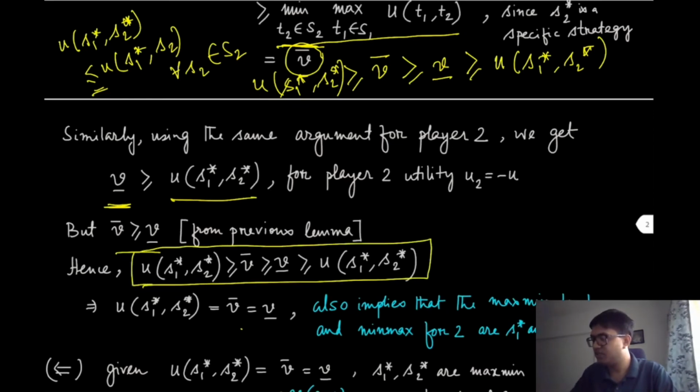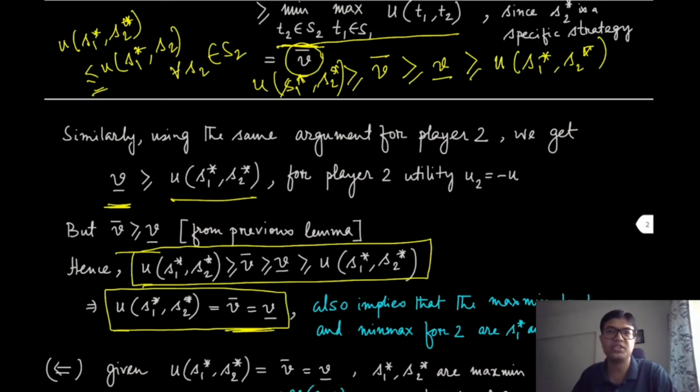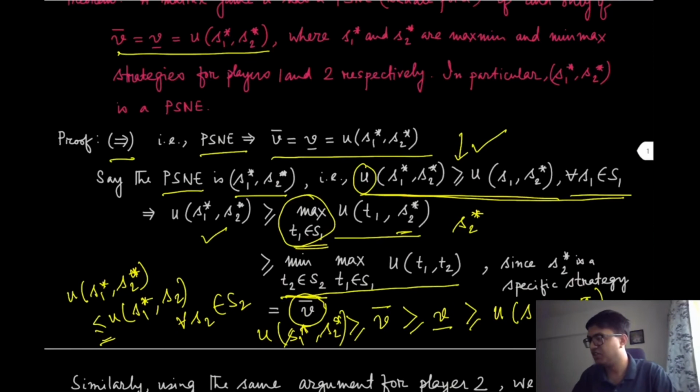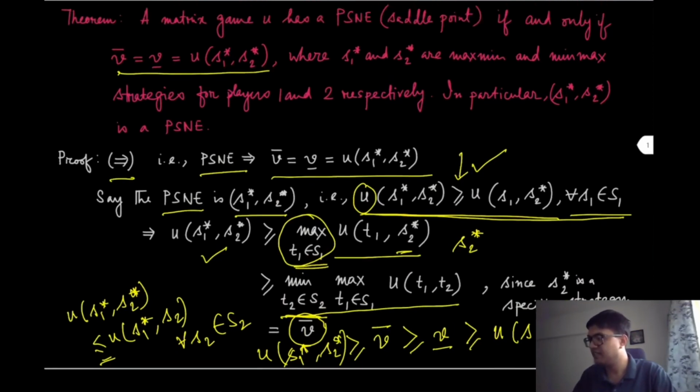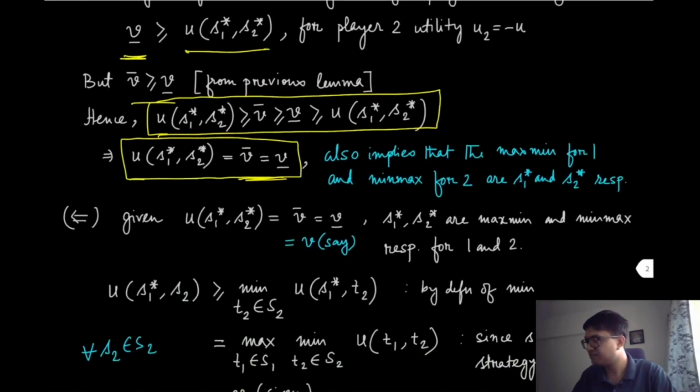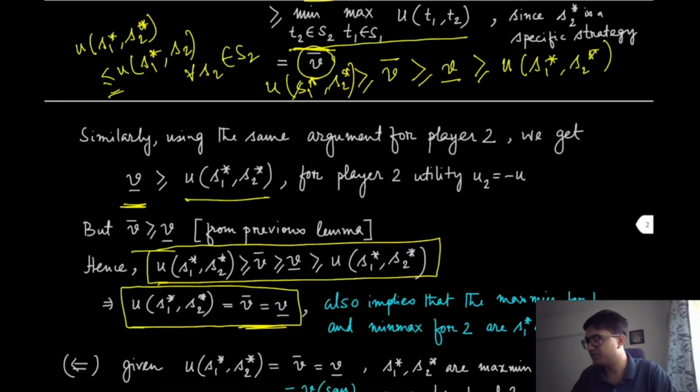So this is by the previous lemma, and this is what we have just shown. Therefore these two numbers must be the same, and they must be equal to this U of S1 star comma S2 star. And that is exactly what we wanted to show. This S1 star and S2 star are going to be this. So if it is a saddle point, then these two things are actually going to be the same. And because these S1 stars and S2 stars are nothing but the saddle points, they are also going to be the min-max and the max-min values.